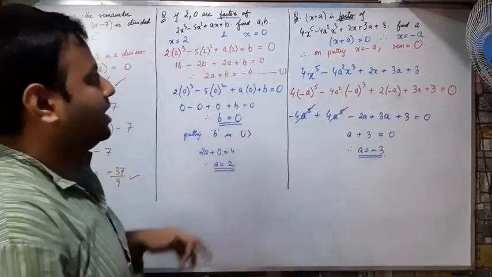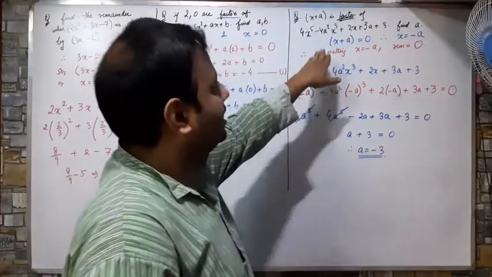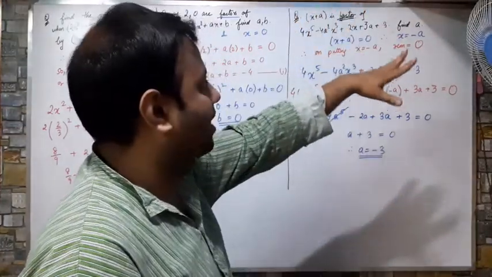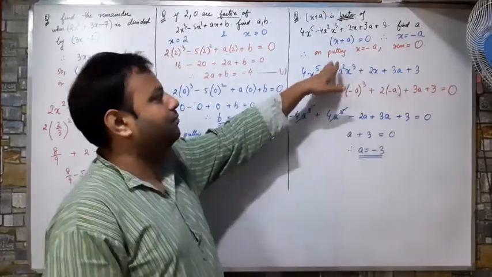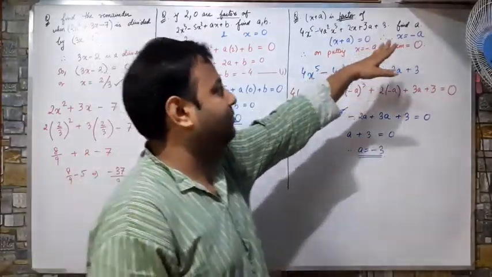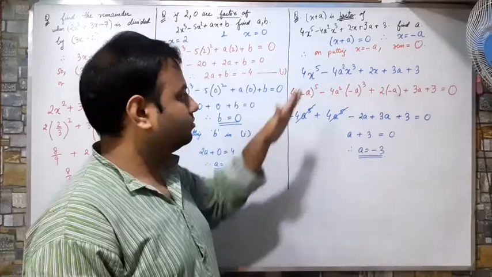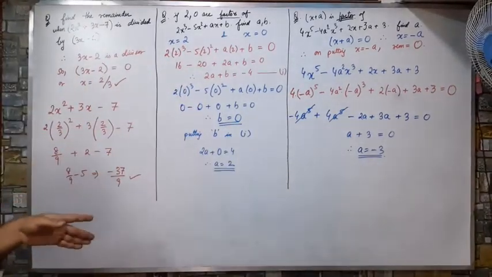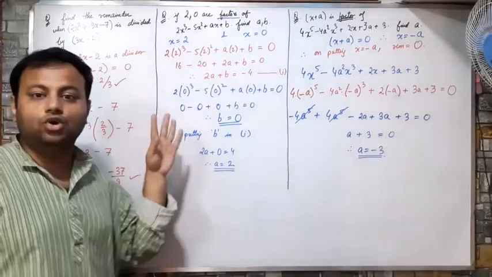Okay, so if this was the question, then find a, x plus a equal to 0. I will put x equals to minus a, and this shows that when I will put x equals to minus a, my remainder will come as 0. Okay, so this is how my remainder theorem and factor theorems are made into use.